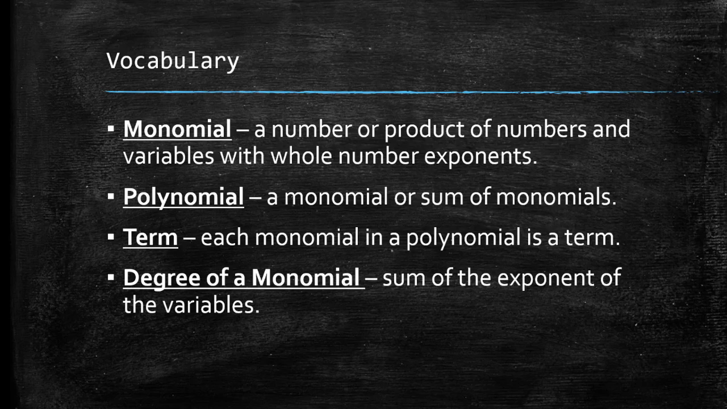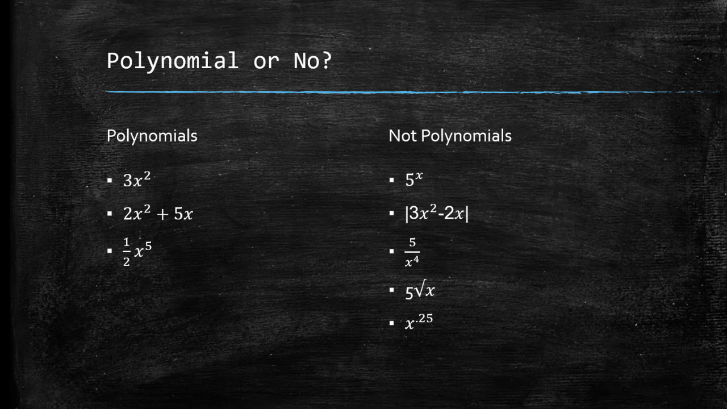Term: each monomial in a polynomial is a term. And then the degree of a monomial is the sum of the exponents of the variables.